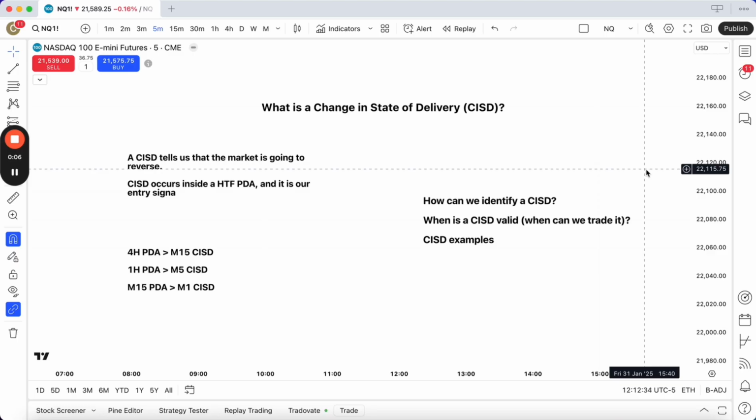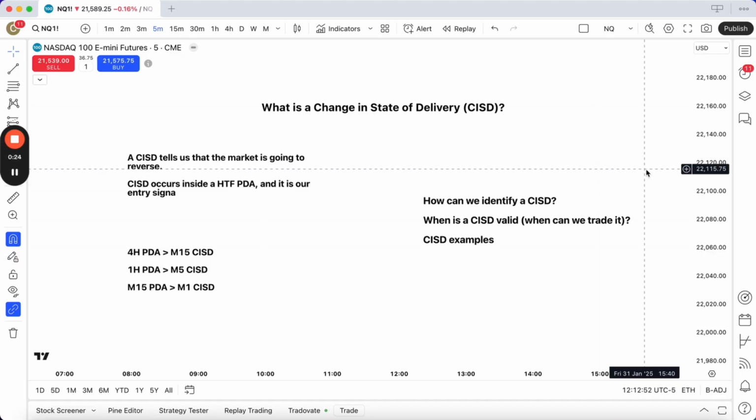This is probably one of my highest requested topics: change in state of delivery, right? This is a topic that a lot of people struggle with, and once you understand what a change in state of delivery actually is, I promise you everything will get so much easier. Change in state of delivery is basically a cheat code to catching reversals if you use it properly.